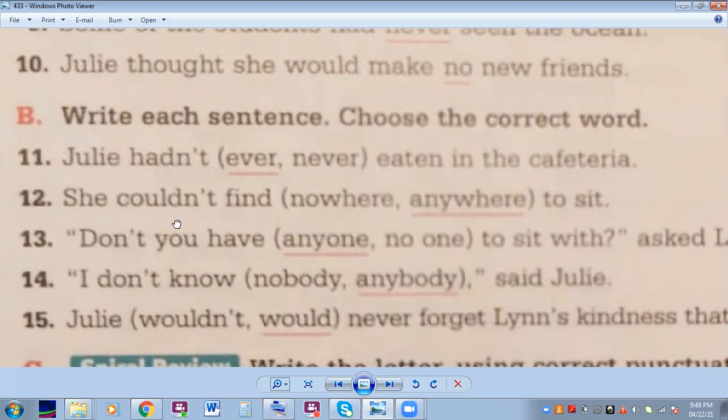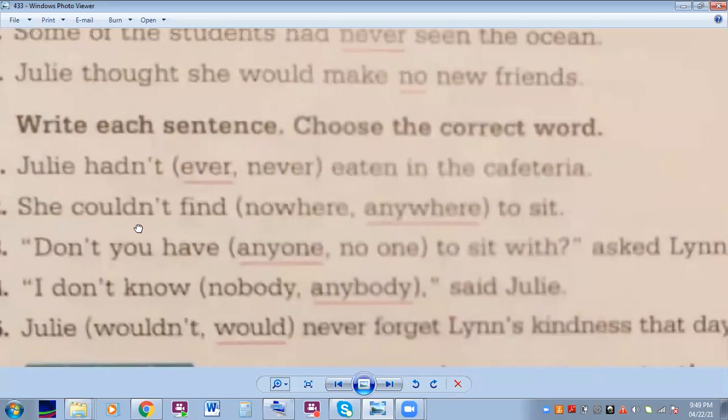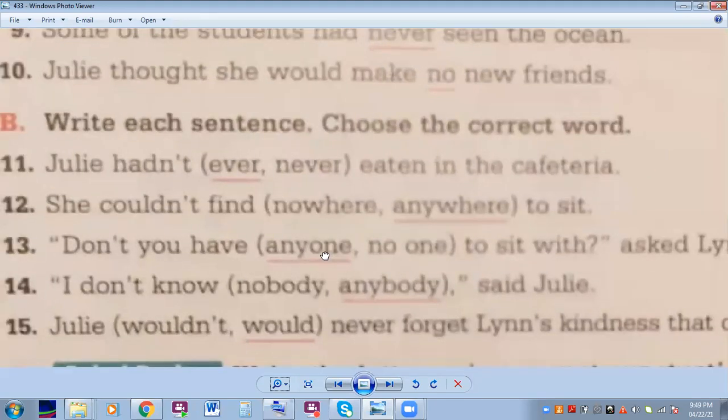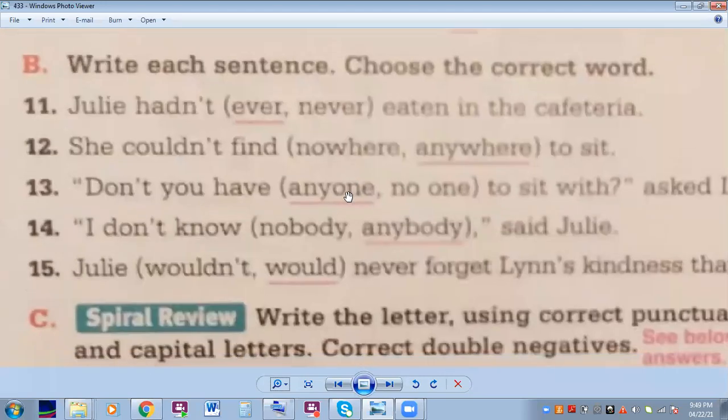Don't you have anyone, no one, to sit with? Asked Lynn. Don't is a negative word. Do not. No one is a negative word. Cannot have two negative words, so the answer must be anyone. Don't you have anyone to sit with? Asked Lynn. I don't know nobody or anybody, said Julie. Don't, again, negative word. Do not. Nobody, negative word. Can't have two negatives. The answer has to be anybody. I don't know anybody, said Julie.